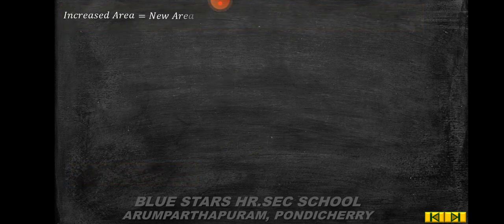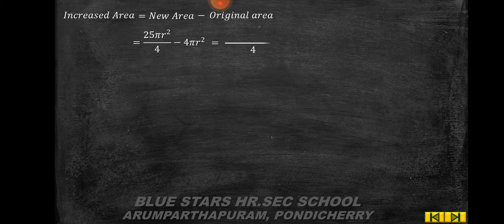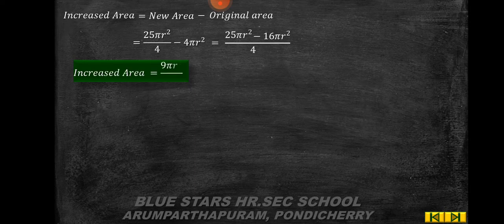So increased area is equal to new area minus original area, which is equal to 25 pi R square by 4 minus the original area 4 pi R square. The common denominator is 4, so you have to multiply by 4. So 25 pi R square minus 16 pi R square. So increased area is equal to 9 pi R square by 4.